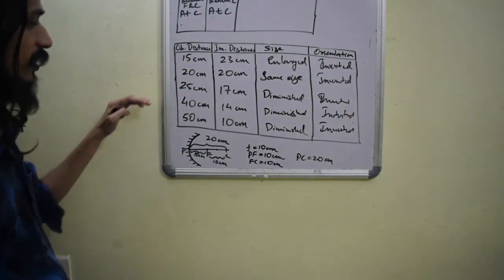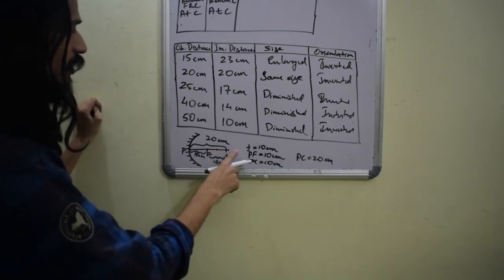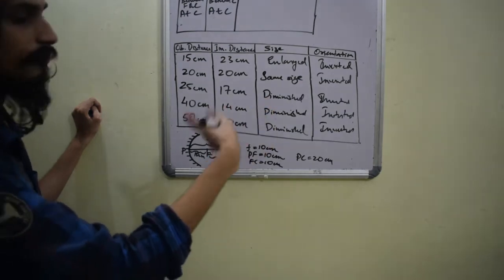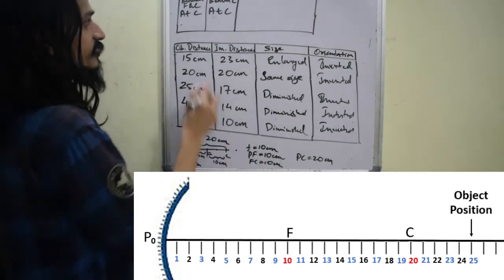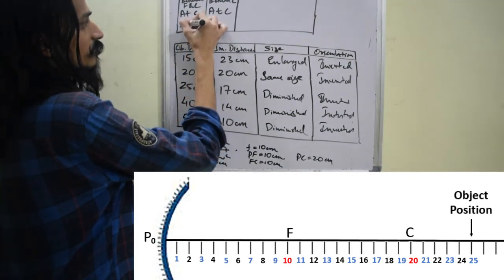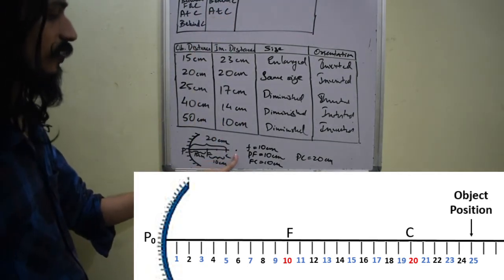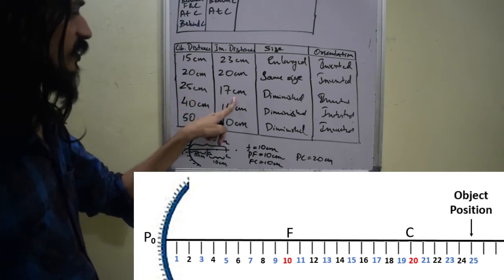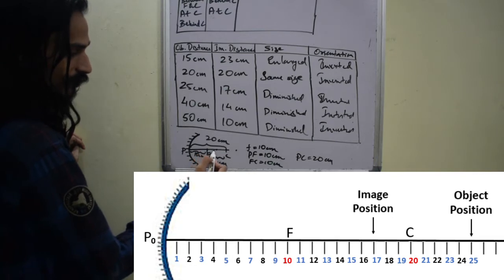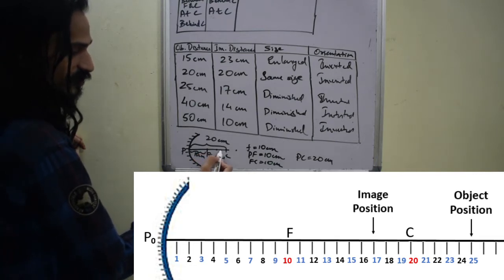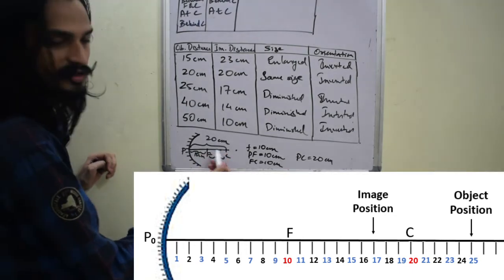Right, finally we went from here to here. Now we are going to 25, which is nothing but behind C. So 25 will be somewhere over here. So I put the candle behind C, or beyond C. When I put the candle behind C, the image was at 17. Now if I look at this line, this is 10, 17 would be somewhere here. It's between F and C, not exactly in the center, but between F and C.